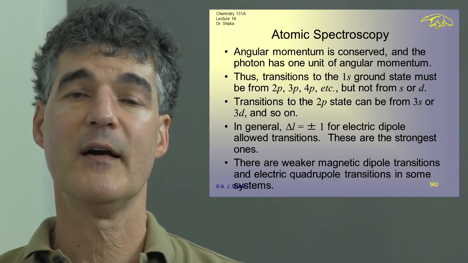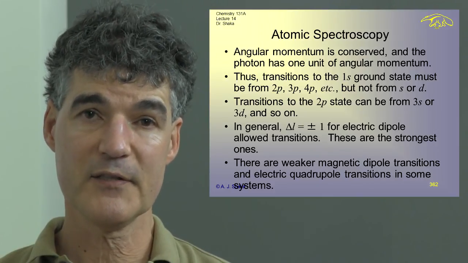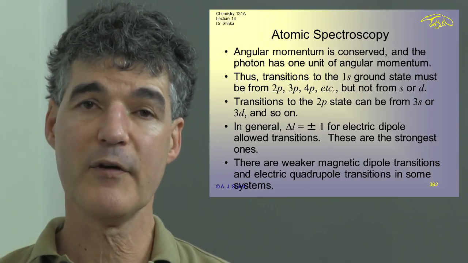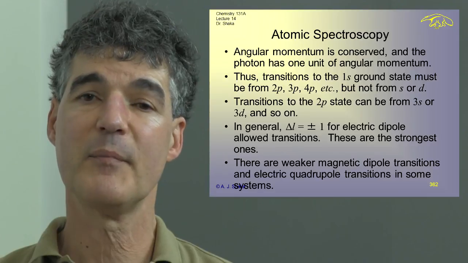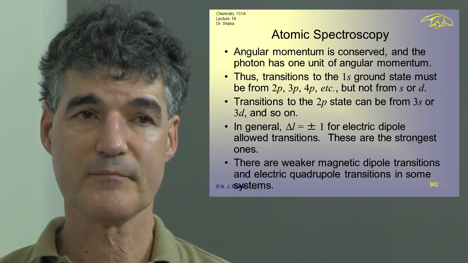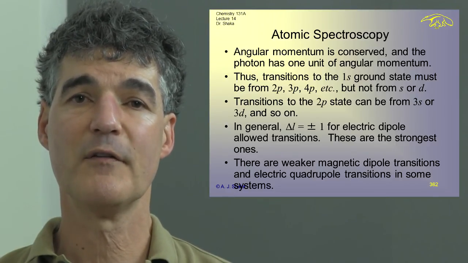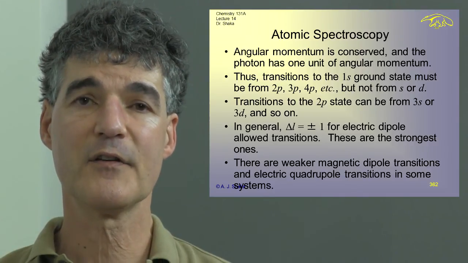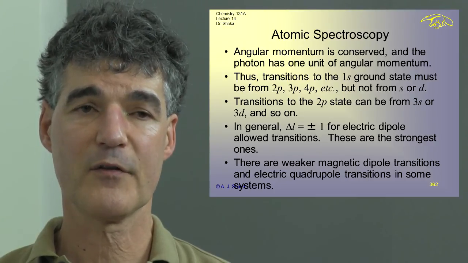If we have transitions to 2p in the Balmer series, for example, they could be from 3s or 3d. If we have transitions to the 2s state, then they have to be again from 3p, 4p, and so on. And in general, delta L is plus or minus 1 for electric dipole allowed transitions, and these are generally the very strongest transitions that you see in the spectrum.